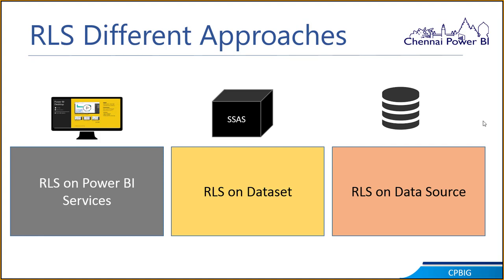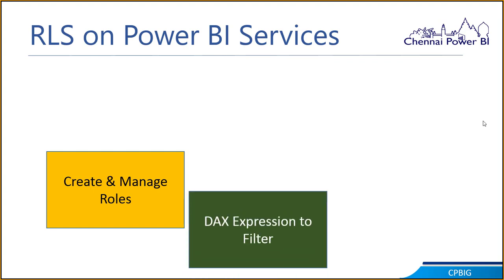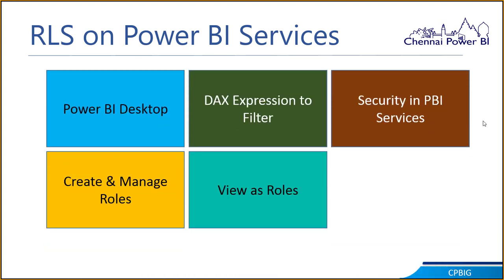With the first one, you create row-level security on the Power BI service, and you would connect a gateway and create it there. With the second one, you would do that against an Analysis Services database. And the third one is where you would embed the RLS within the SQL Server database. For that, you need to have SQL Server 2016 onwards.